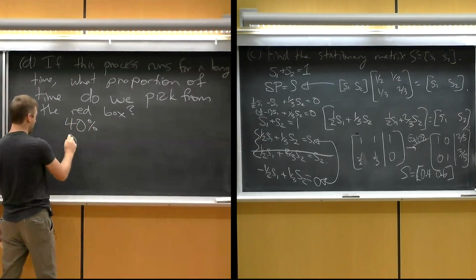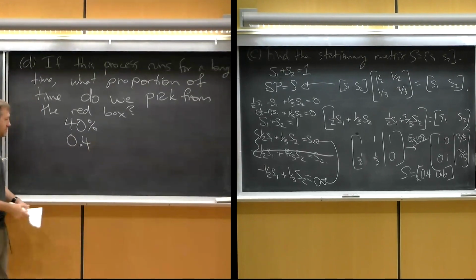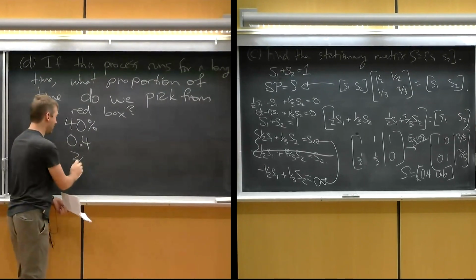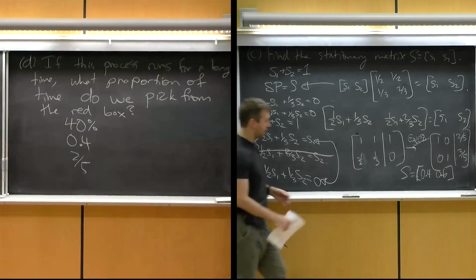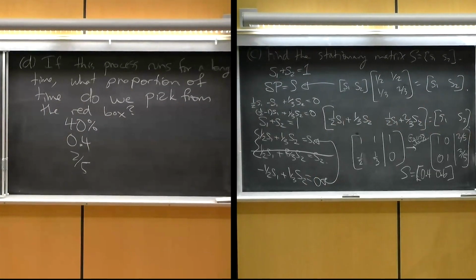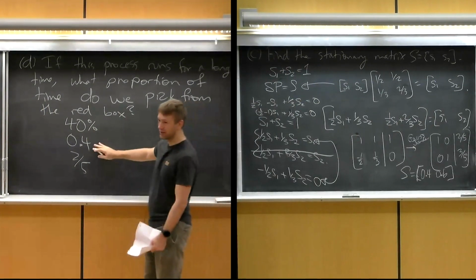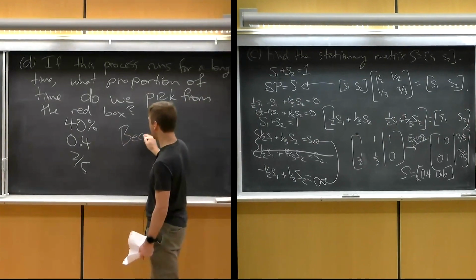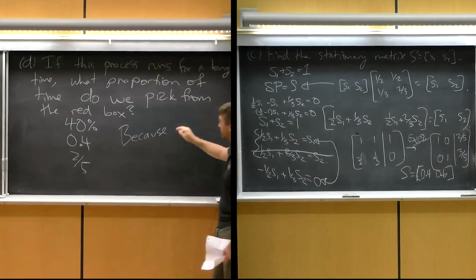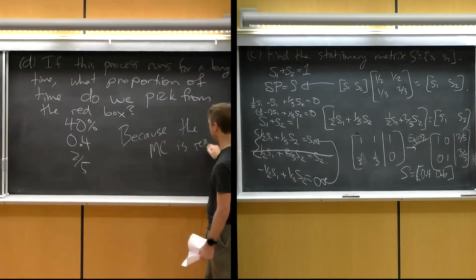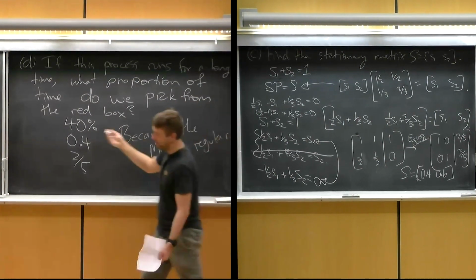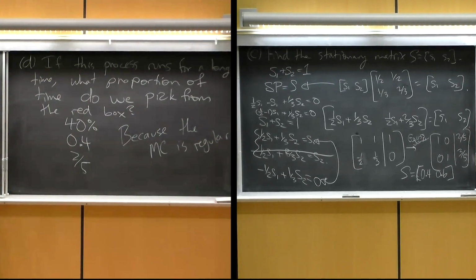40% or 0.4 or whatever. I mean, either of these would be acceptable, or 2/5. Right? And that's just because of this fact that we mentioned last time that, if you have a regular Markov chain, by the way, maybe we need a bit of justification. So we should probably say, we never said that this is regular, right? So because this Markov chain is regular. I mean, it's definitely regular because all the values are positive right at the beginning.